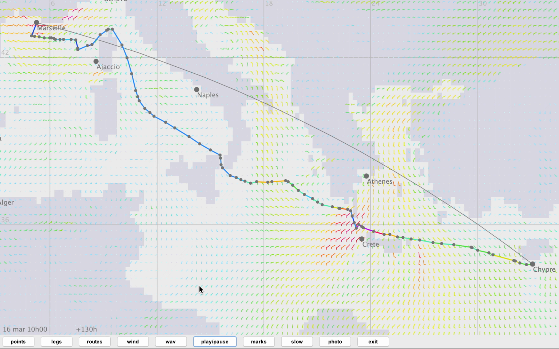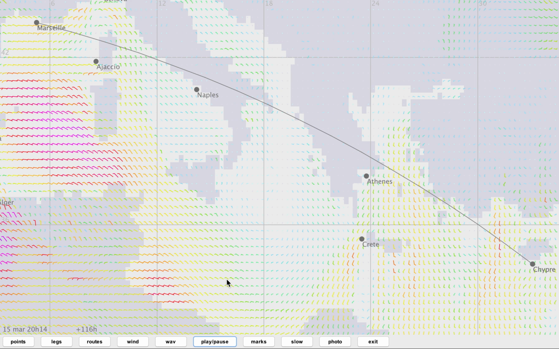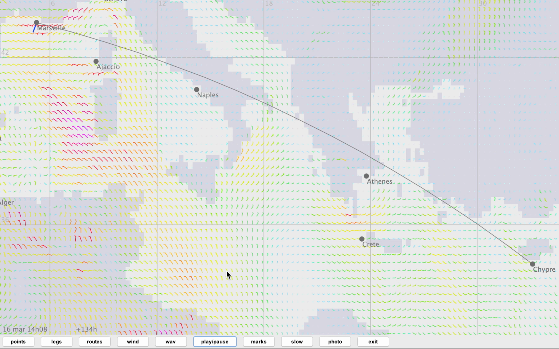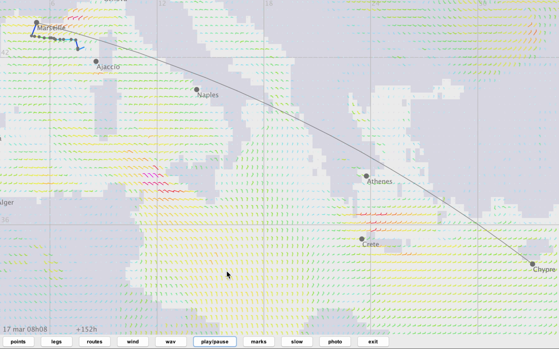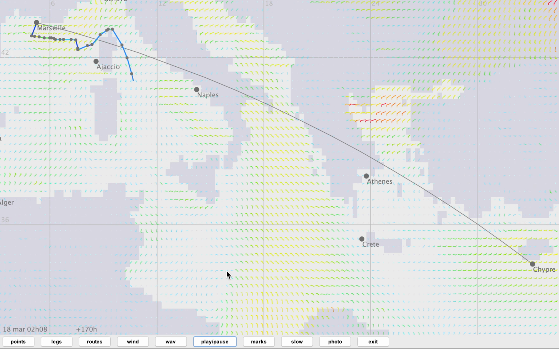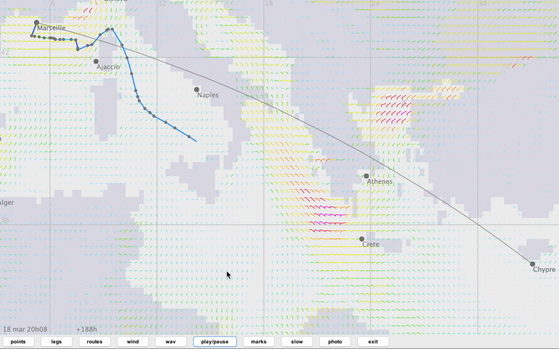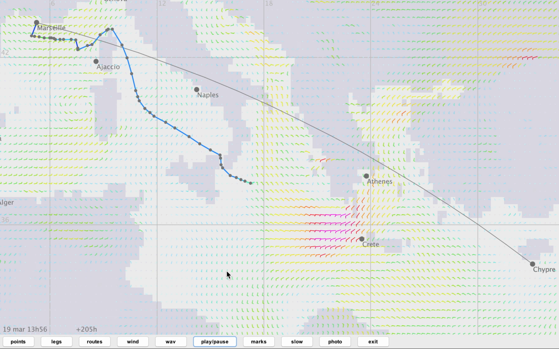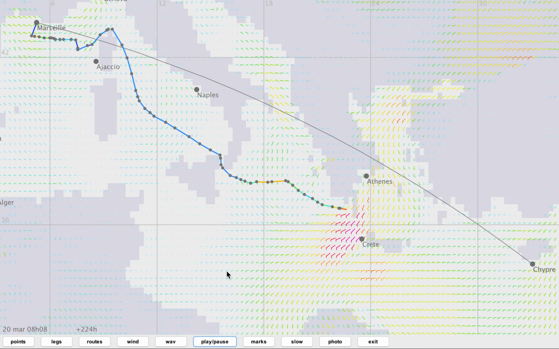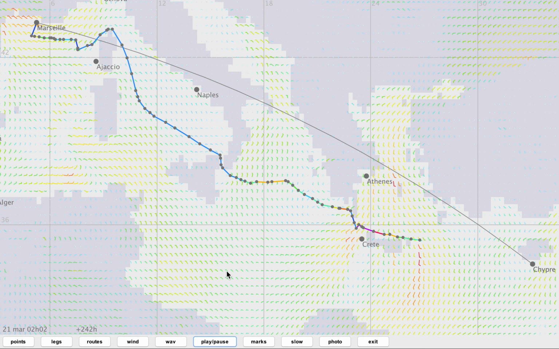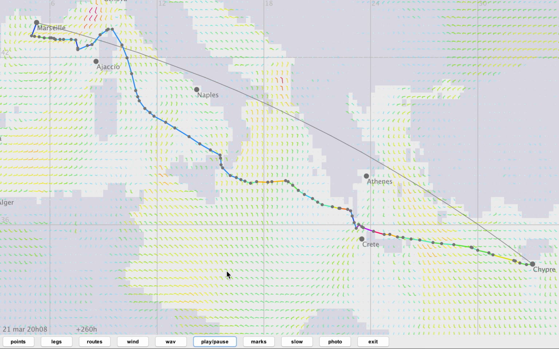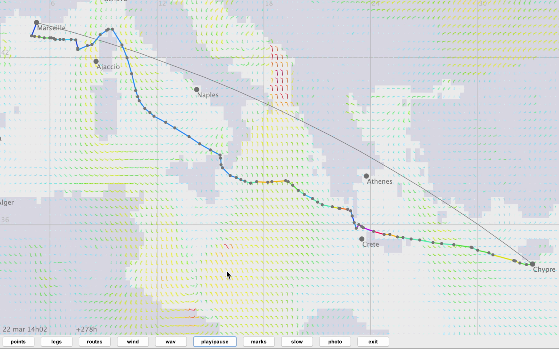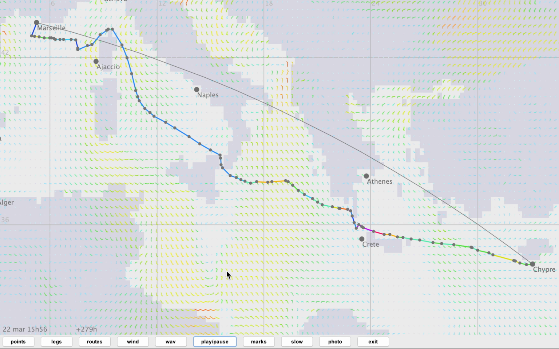We can play the film of the journey. The vessel starts from Marseille on March 16 at 10 a.m. and it arrives in Cyprus on 21 March.